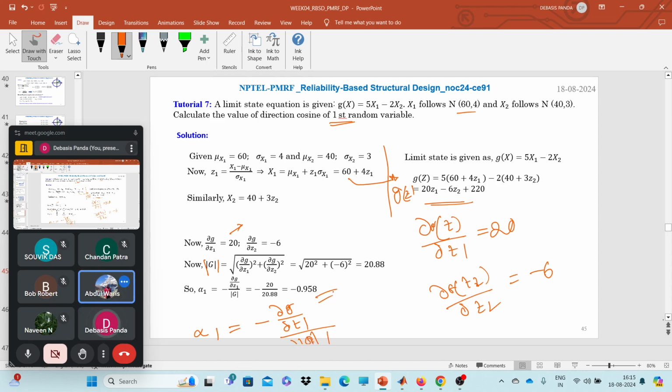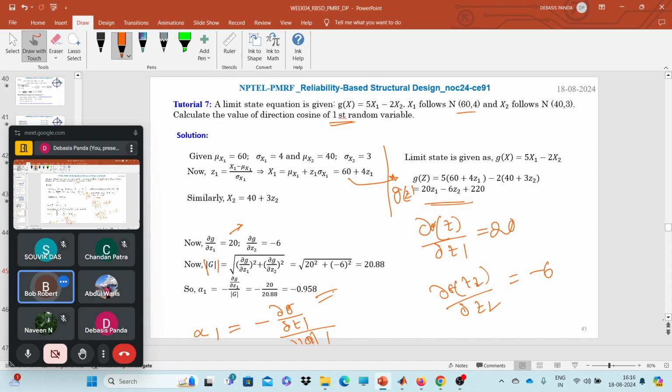Solve it and tell me if you are getting the value, or if the problem is clear or not. Abdul, clear? Robert? Yeah, it's clear. I'm getting the values.